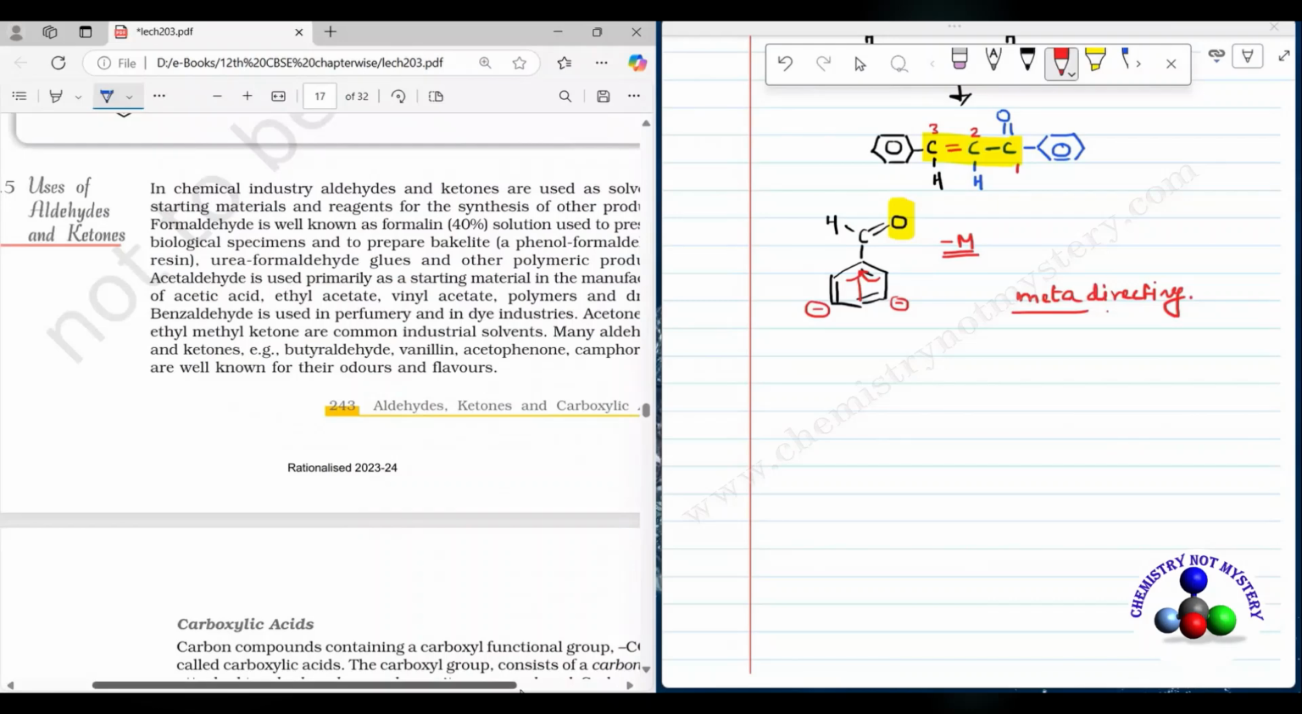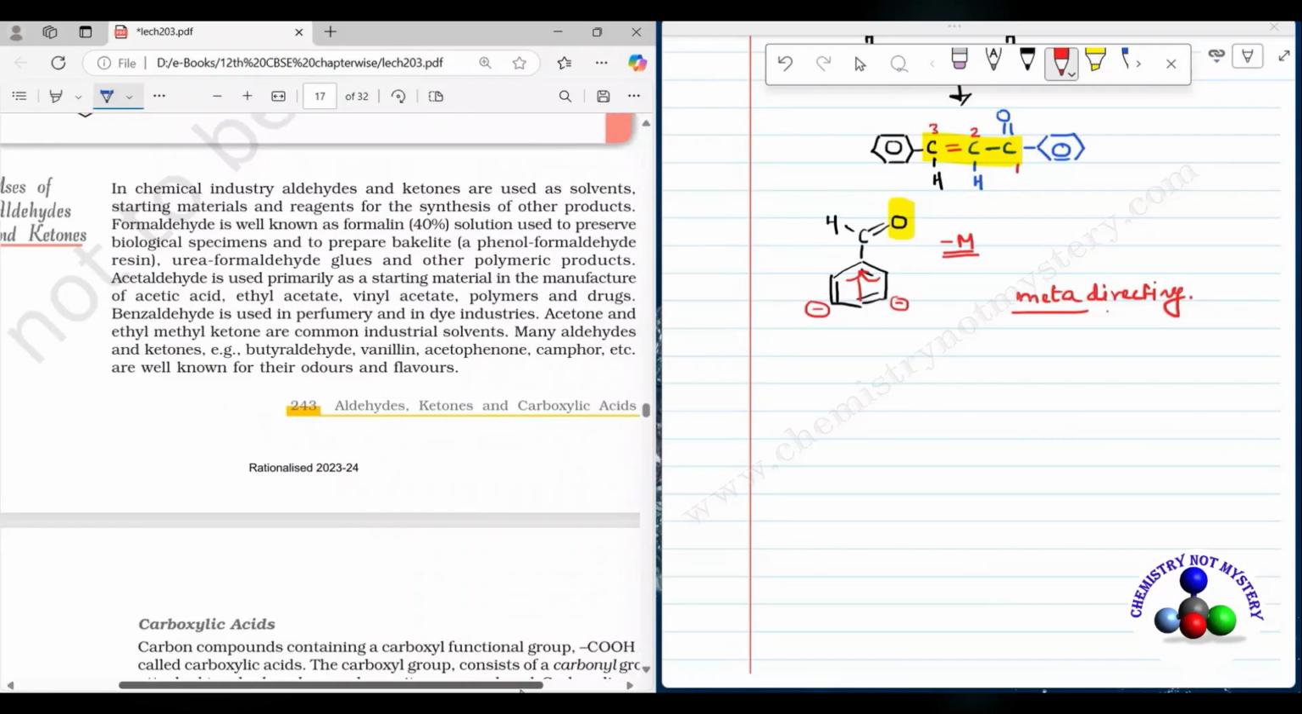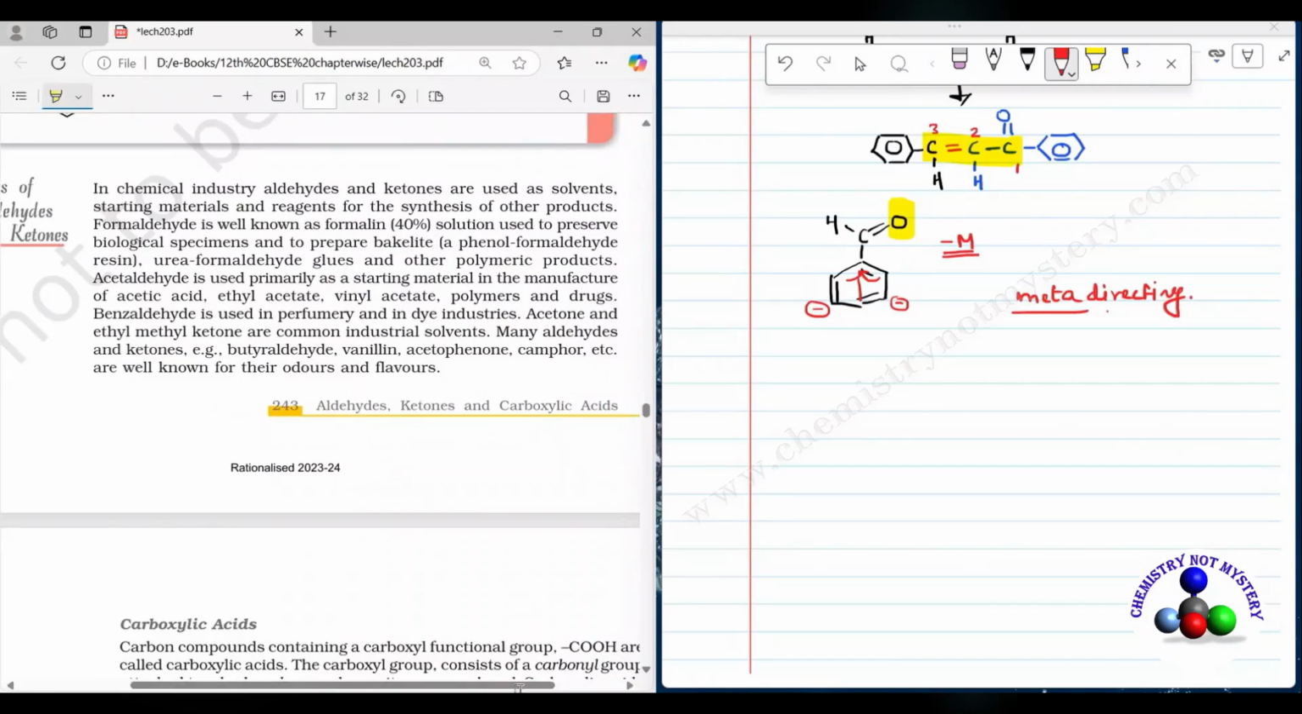Now come to the uses of aldehydes and ketones. So let's read from the book. In the chemical industry, aldehydes and ketones are used as solvents, starting materials and reagents for the synthesis of other products. Formaldehyde is well known as formalin solution, used to preserve biological specimens and to prepare bakelite, a phenol formaldehyde resin, urea formaldehyde glues and other polymeric products.